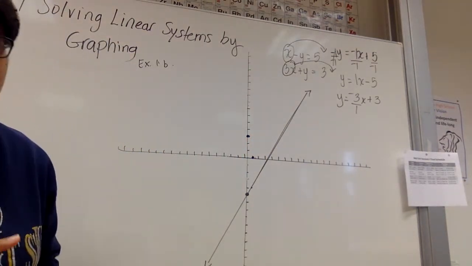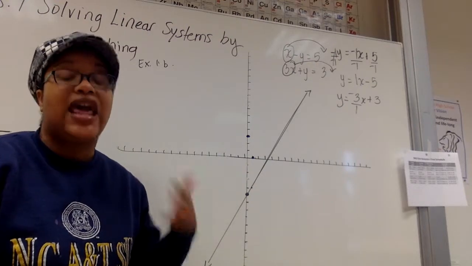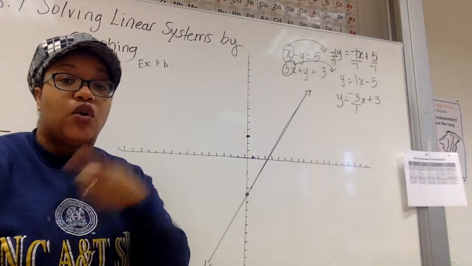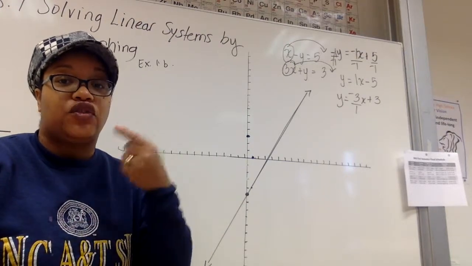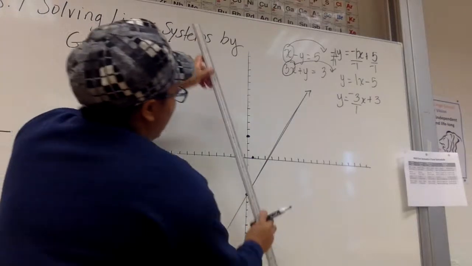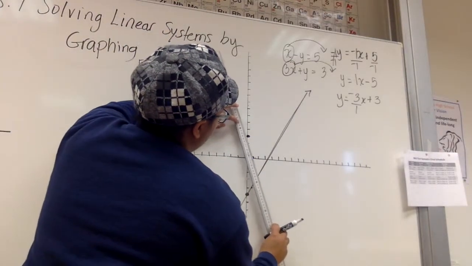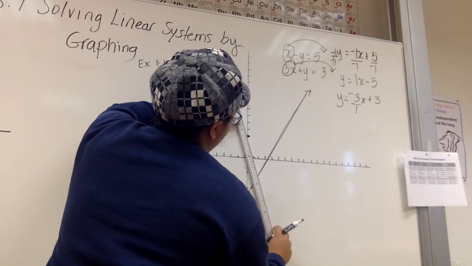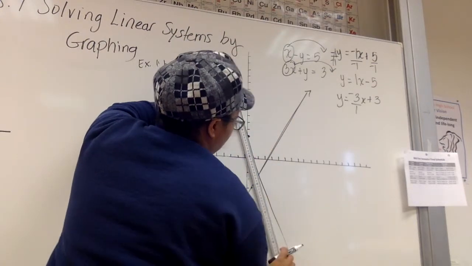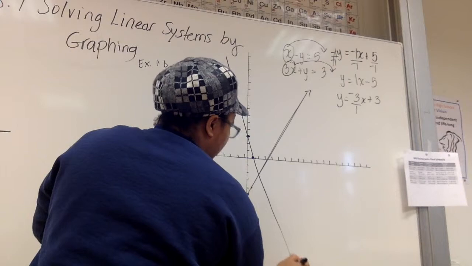Remember, you always go to the right. If you don't remember that, write that down in your notes right now. You run to the right, always, okay? So I take my straight edge, got my points, connect my dots, just like that, okay?